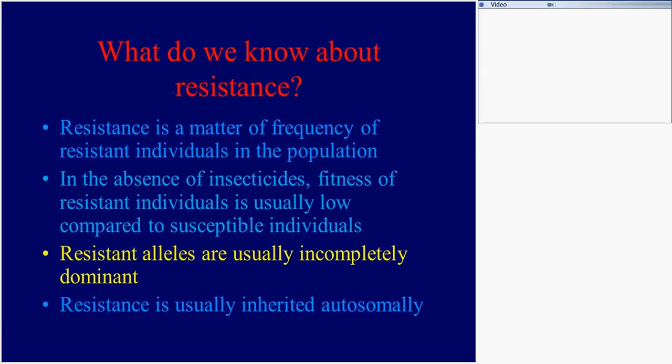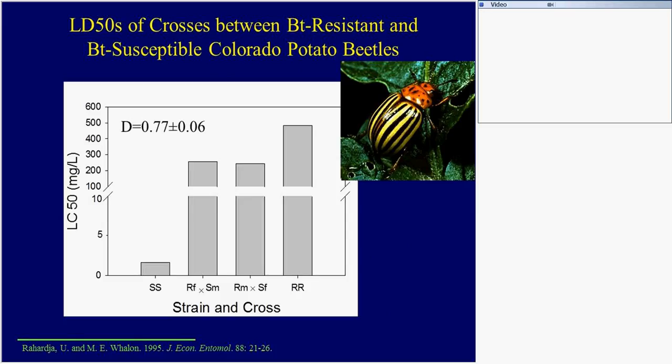What else do we know about resistance? Resistant alleles are usually incompletely dominant, which means progeny of susceptible and resistant parents are somewhere in between in level of resistance.